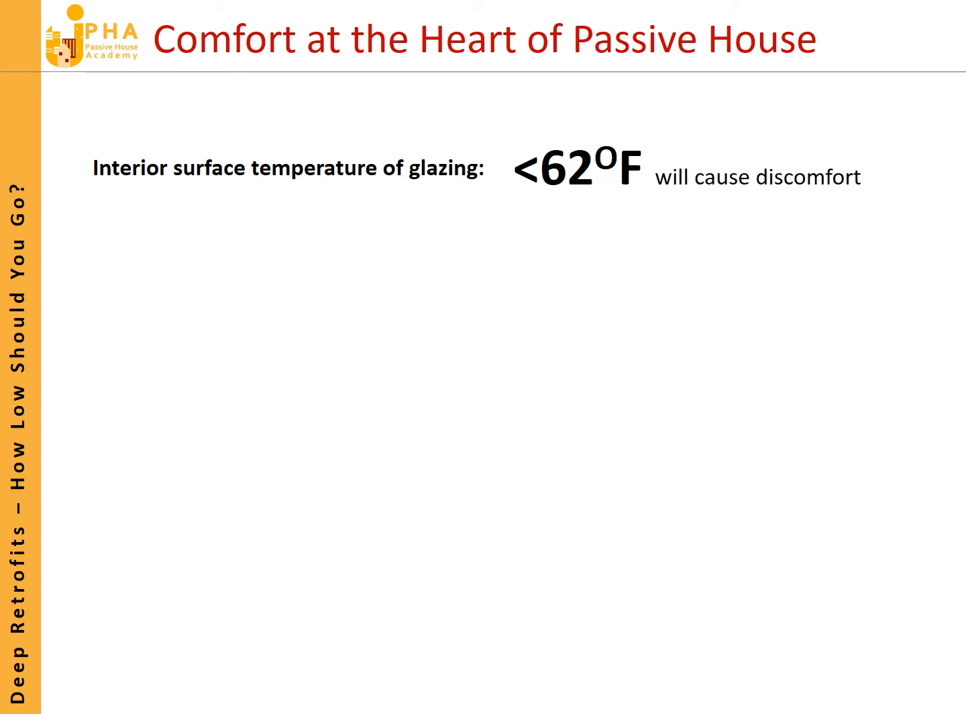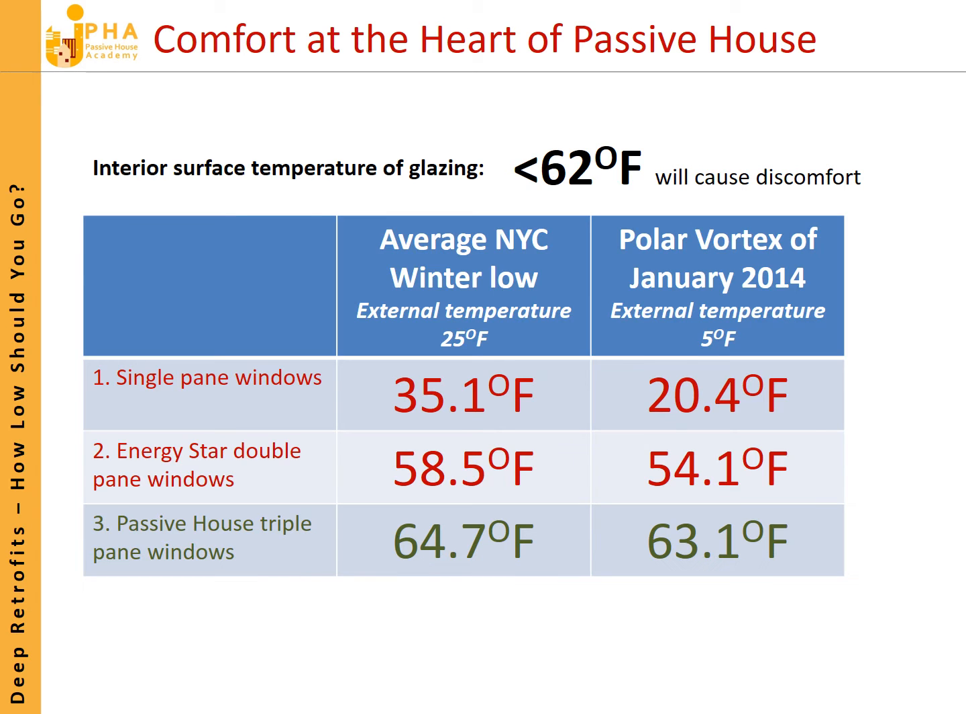Another factor we have to consider is the comfort provided by different glazing systems. In wintertime, we want to make sure that the surface temperature of the glass is above 62 Fahrenheit. And then in this table here, we are comparing in the first column on the left, single pane windows with Energy Star double pane and Passivhaus triple pane windows.